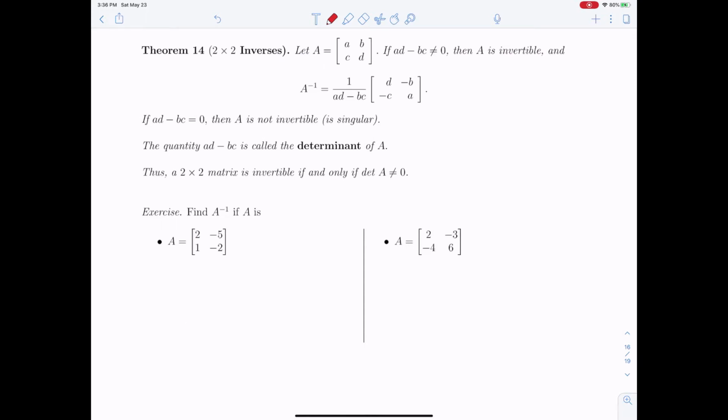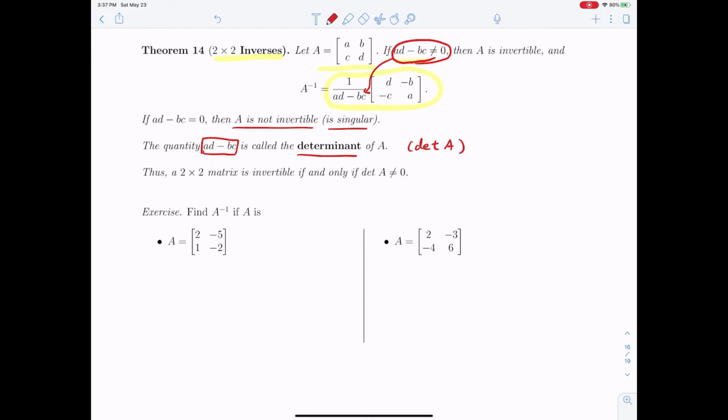We have a nice formula for the inverse matrix when the given matrix is a 2 by 2 matrix. Suppose that you have a 2 by 2 matrix such that AD minus BC is not equal to 0. Then A is invertible and its inverse matrix is given by this. The reason we need this condition is that we have to divide by this quantity. If AD minus BC equals 0, then A is not invertible, or it is singular. Because we can determine whether the given matrix is invertible by using this quantity, we call this the determinant of A, or we simply denote this by det A.